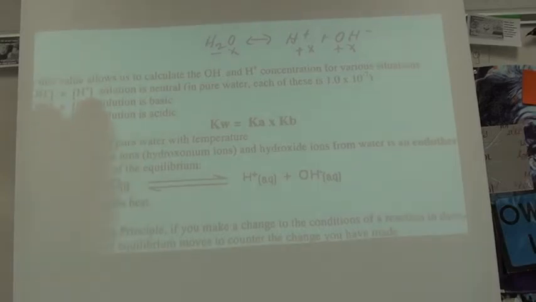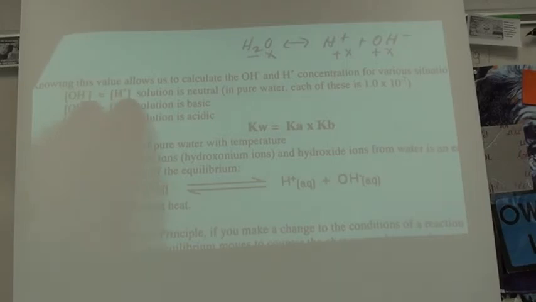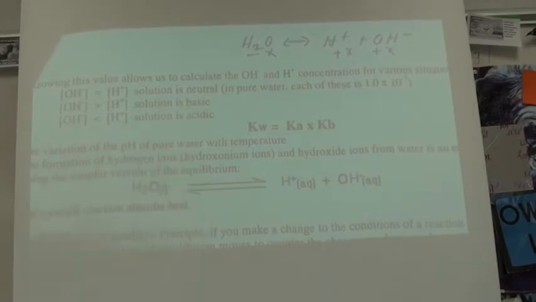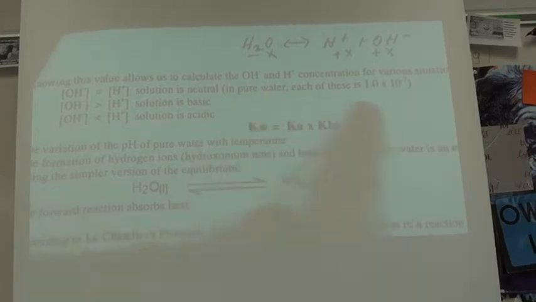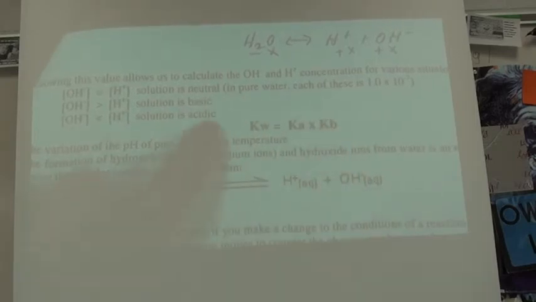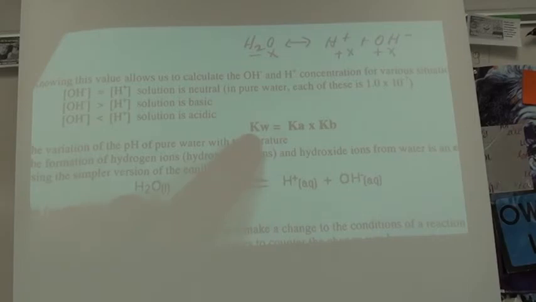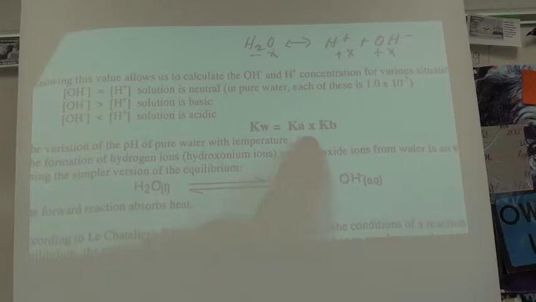If at equilibrium, my hydroxide and my hydrogen ion concentration are equal, I would have a neutral solution. That would be a pH of 7, when we're talking about pH tomorrow. If my hydroxide concentration was greater than my proton concentration, it would be basic. And if the opposite was true, it would be acidic. Based on that, you can use this equation. The ionization constant of water, which is constant, is equal to the Ka value times the Kb value.